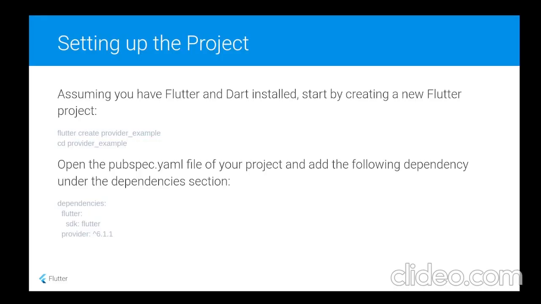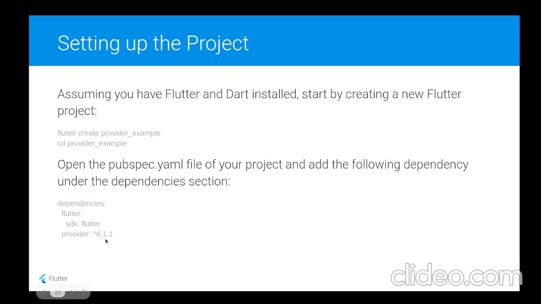So now let's look at a quick demo on providers. First of all, I'll just show you through the presentation itself. Assuming you have Flutter and Dart installed, which you already have at this point of the project, we can start by creating a new Flutter project. We already know this command: flutter create with any name. We'll open the pubspec.yaml file of our project and add the following dependencies.